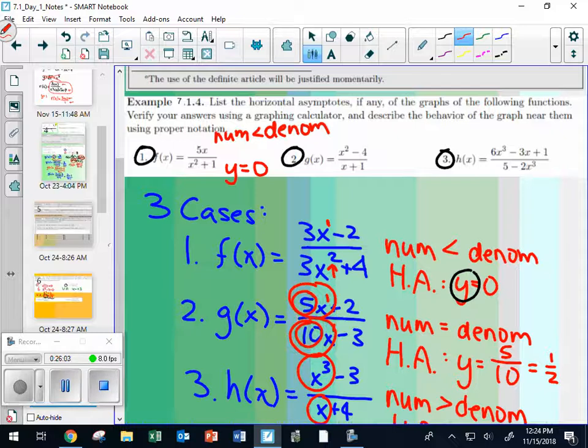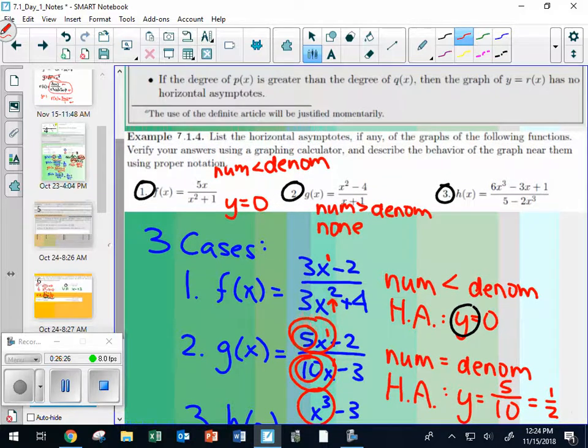Second one is there's no horizontal asymptote. All right, and then can you explain why you think that? So here our numerator is greater than our denominator in terms of degrees, so we have no horizontal asymptote. All right, would you like to pick on someone to give us the third one?